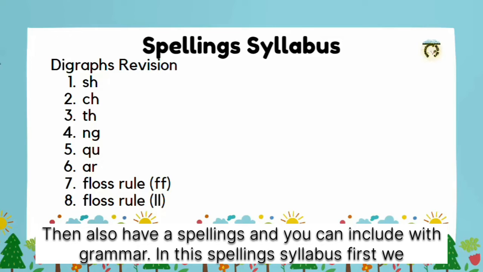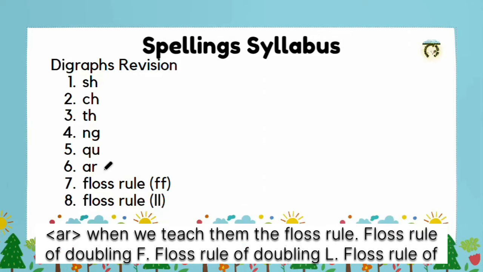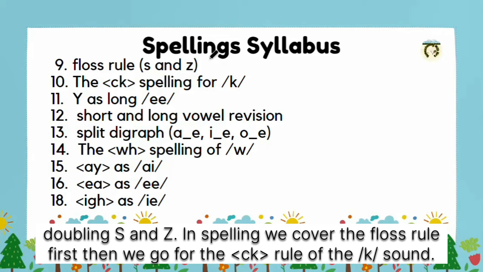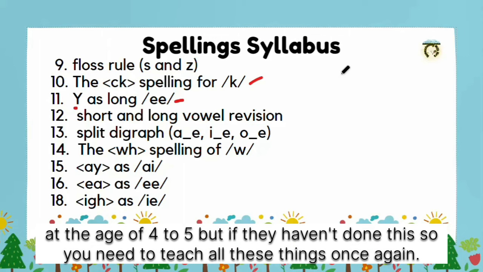In the spelling syllabus, first we revise the concepts that they already know. For example, the digraphs sh, ch, th, qu, and the R-controlled vowel R. Then we teach them the floss rule of doubling F, L, S and Z. So in spelling, we cover the floss rule first, then we go for the CK rule of the k sound. We also revise letter Y saying the long E sound. They already have done this in the phonics course at the age of 4 to 5.